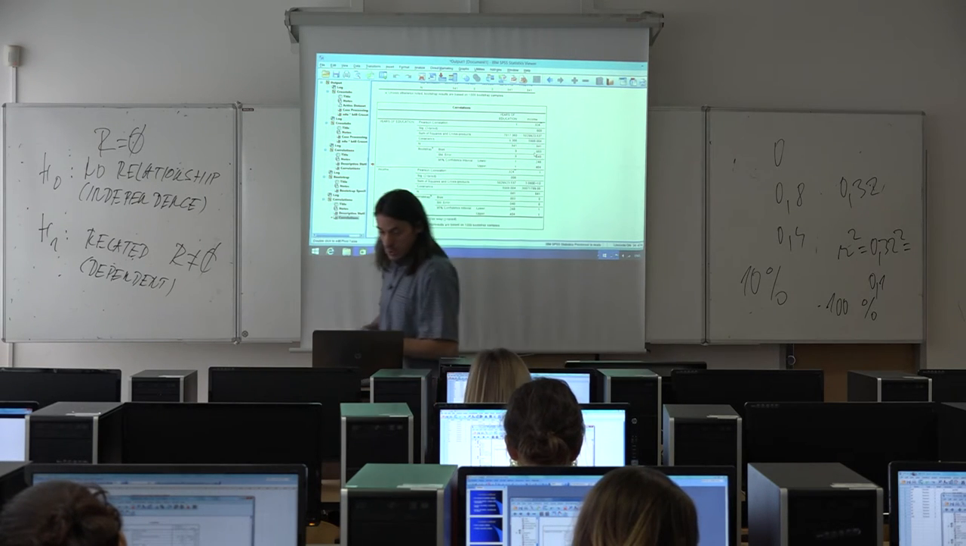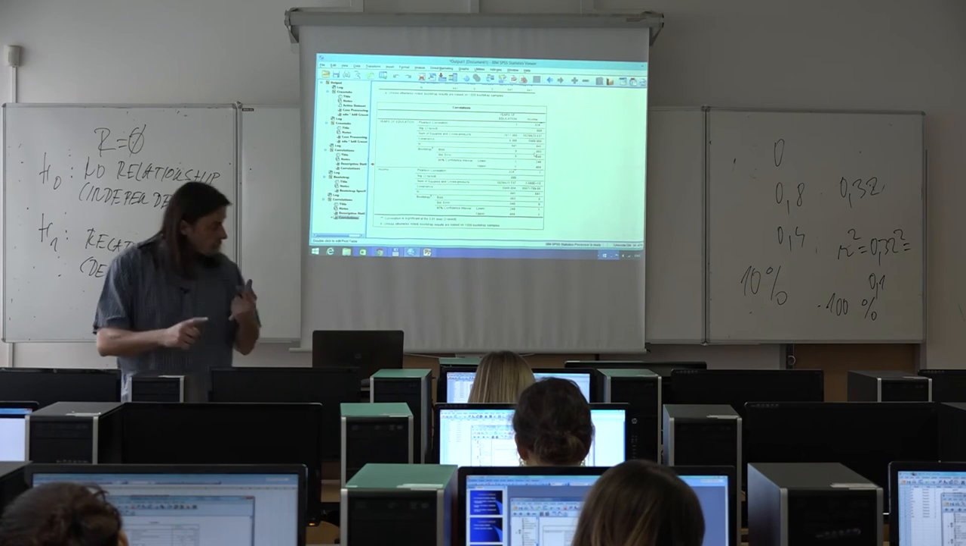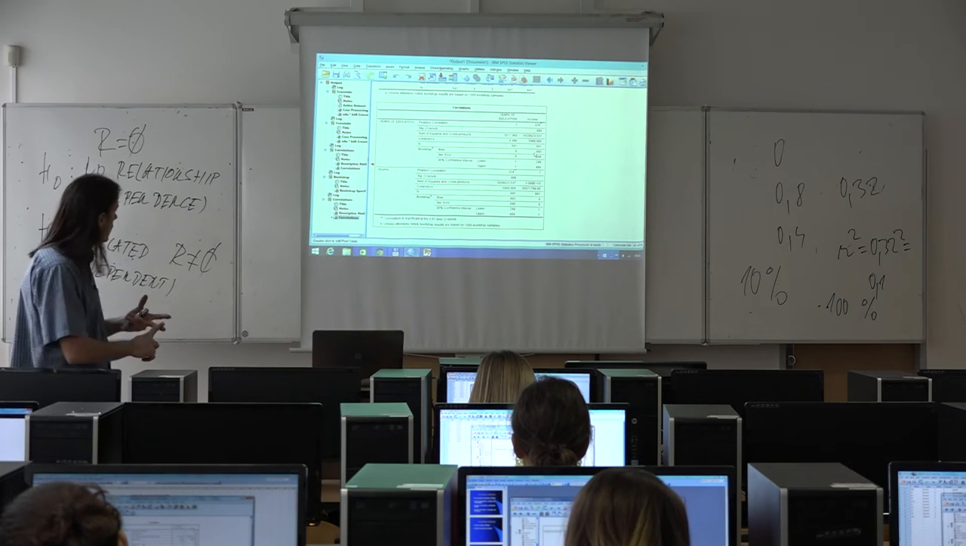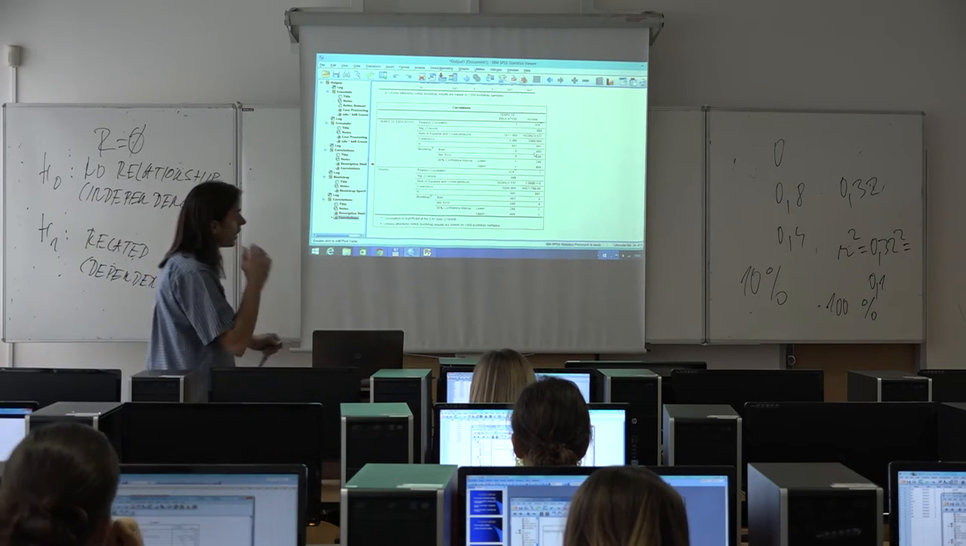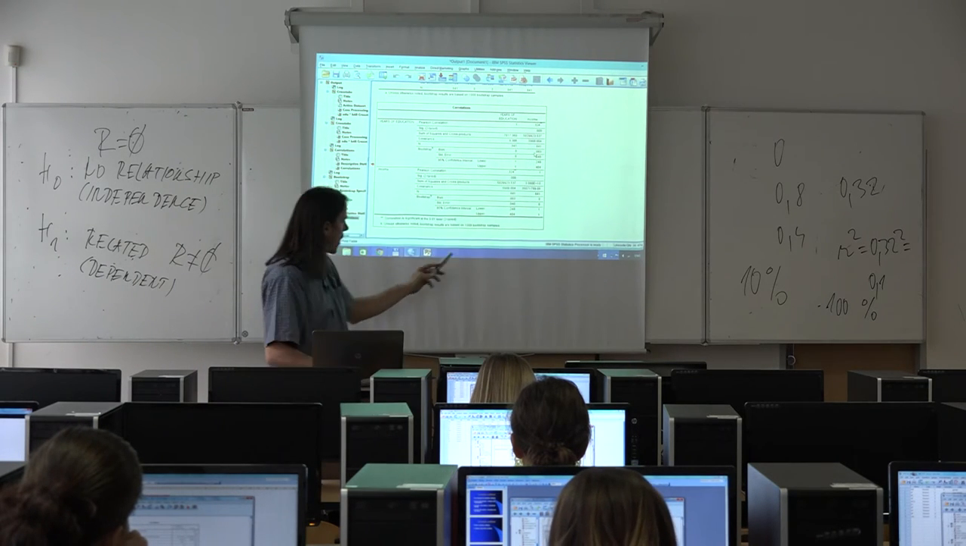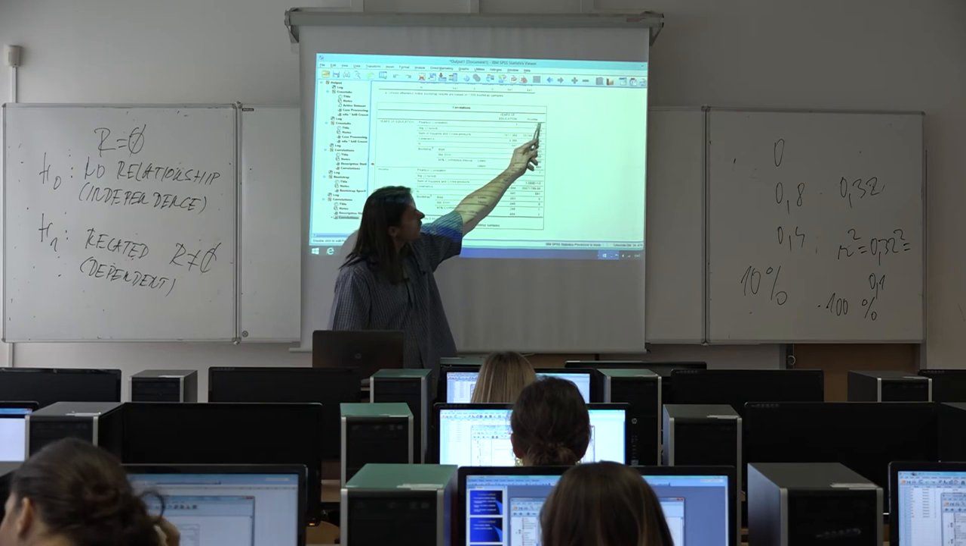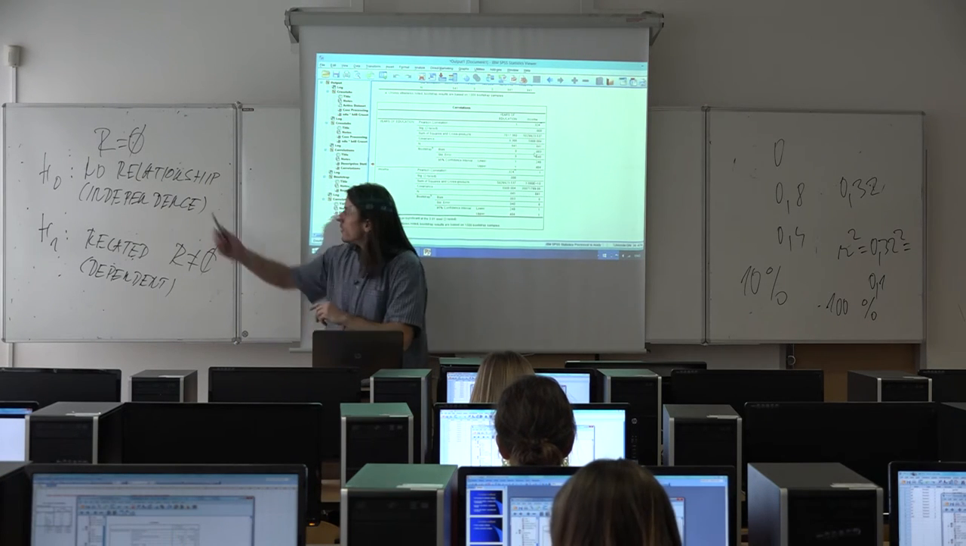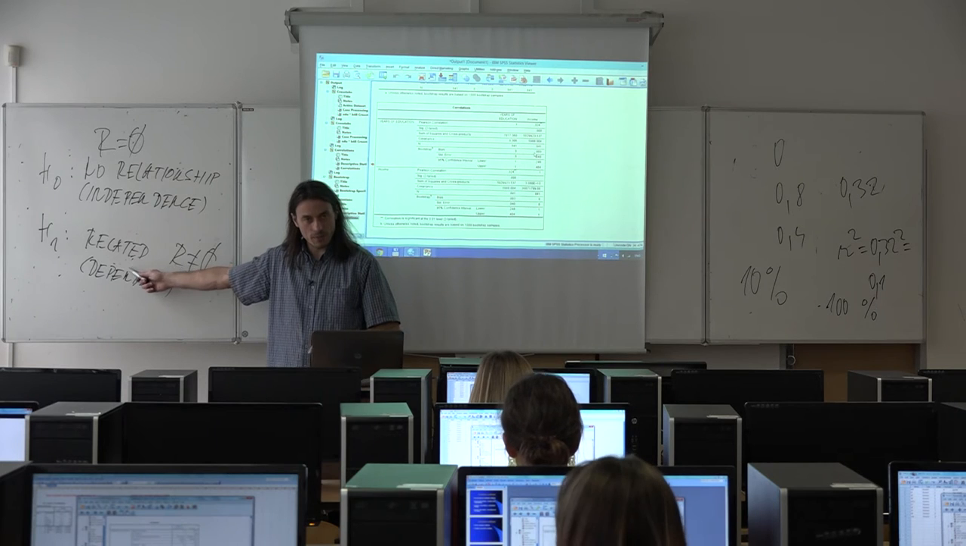Okay, so that's Pearson's correlation, confidence interval, and the test for no relationship at all. And you can also recognize that the test can be described by these stars. If there is at least one star, we would reject the null hypothesis.